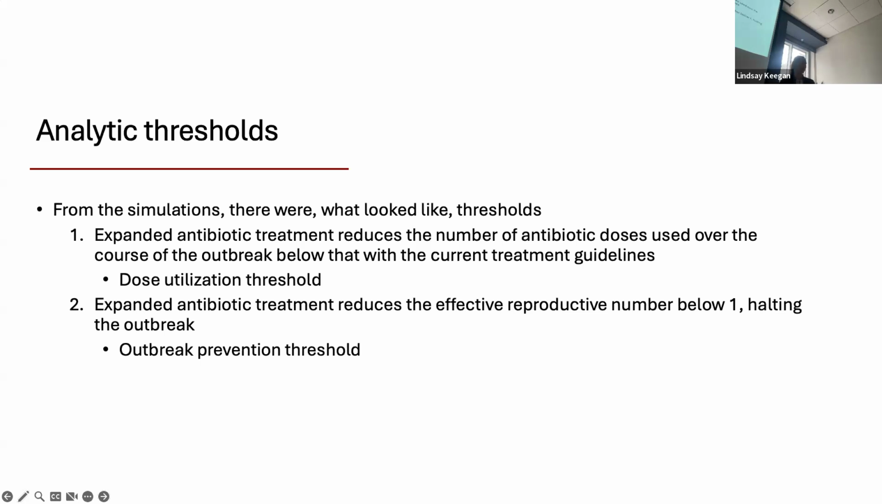The outbreak prevention threshold, the other one, is where expanded antibiotic treatment reduces the effective reproductive number below 1 and actually halts the outbreak. I didn't show any simulations of this one because it's a little harder to show. But with this one, you're so good that you're preventing the outbreak from ever taking off. So this only happens in low transmission areas, but you can actually stop an outbreak before it can start.